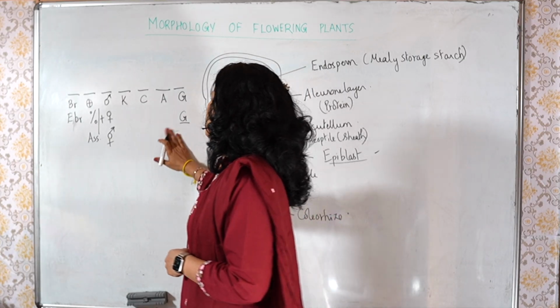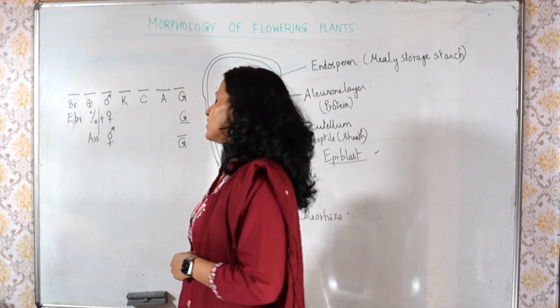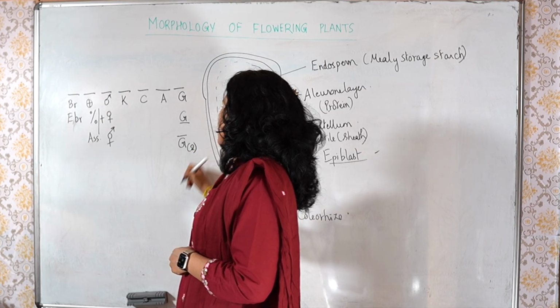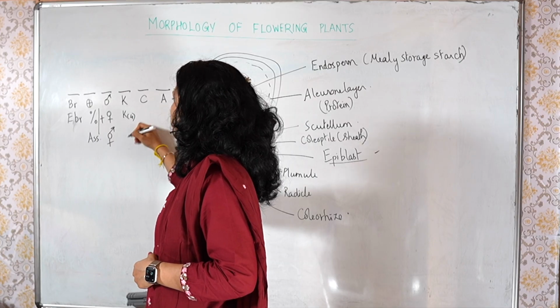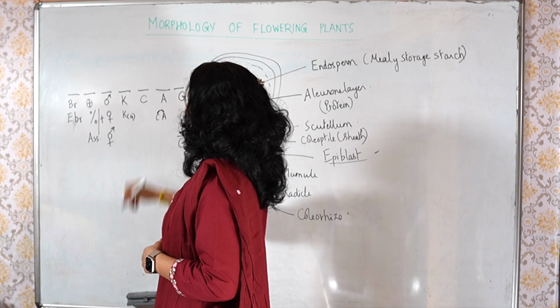A superior ovary is indicated by a line below G, and an inferior ovary is indicated by a line above G. Syncarpous condition of the ovary is indicated by brackets. Brackets are used to indicate cohesion between the floral whorls. A line between the floral whorls indicates adhesion.